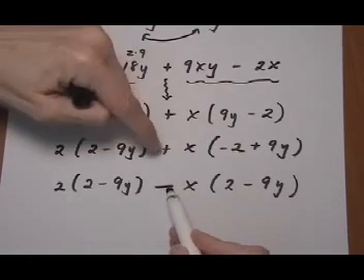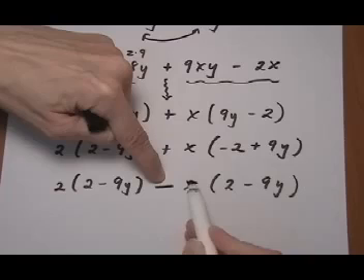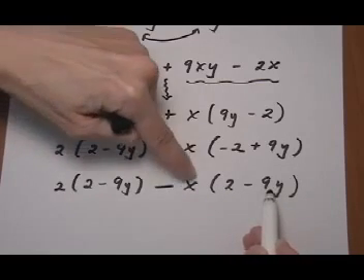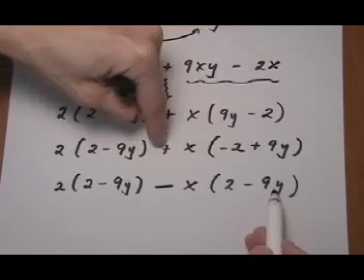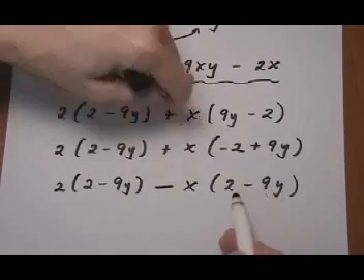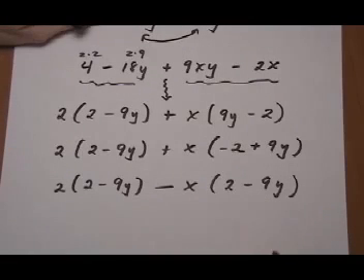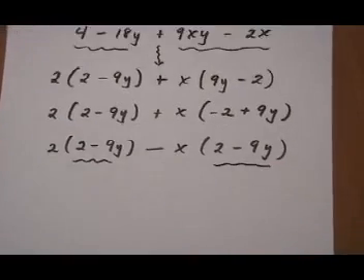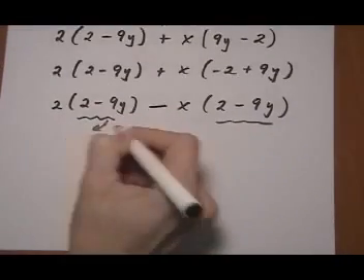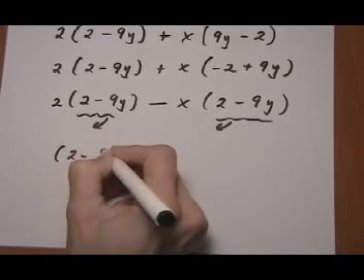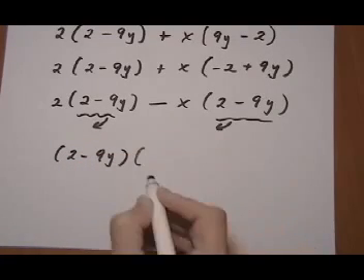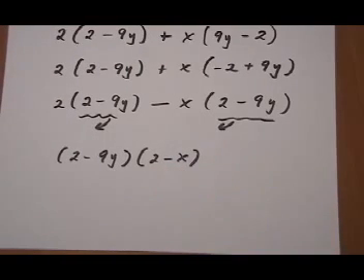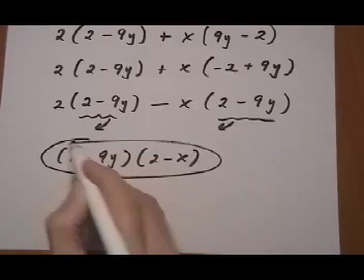And think of it the other way. If I were to redistribute this minus sign through here, I'd get minus 2, minus minus is plus 9. So that's why it's okay to do that. You can just pull out the minus sign and change whatever the sign is here, and that flips these two signs. Now they're the same, 2 minus 9y, 2 minus 9y. That means I can pull it out as a common factor. So those are pulled out to the front, 2 minus 9y. Parentheses, leftovers, 2 take away x. And then we have our complete factoring.